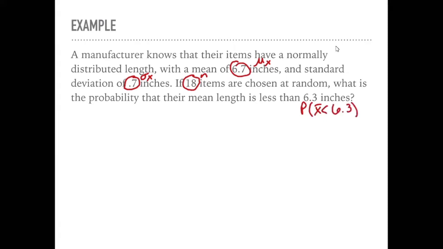Okay, so to be able to find that probability, we need to know how the sample mean is distributed. By the central limit theorem, since we started with a normal distribution, it doesn't matter how big our sample size is. We know that the sample means are going to be normally distributed. The mean of the sample means is going to be equal to the mean of the data values, and the standard deviation of the sample means will be equal to the standard deviation of the data values divided by the square root of n.